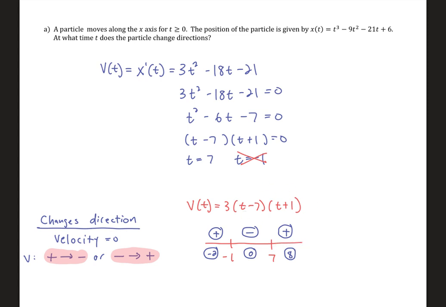Okay, so we can see at 7, it did change direction because the velocity went from negative to positive. That was one of our things that we know had to happen in order to change direction. So this just means it was going left before 7, it stopped at 7, and then started going to the right. So that did change direction. Okay, so this first answer, I'll put it in the top right every time, is 7.